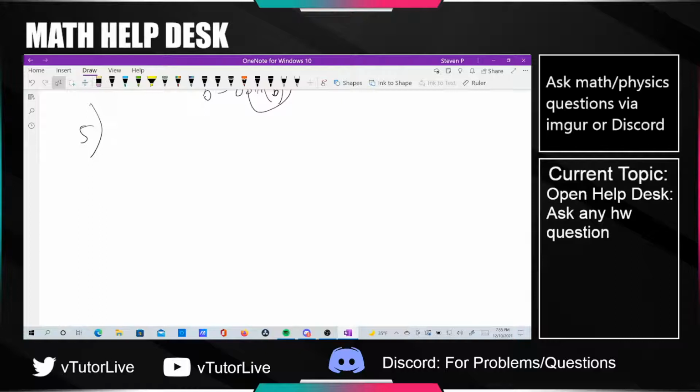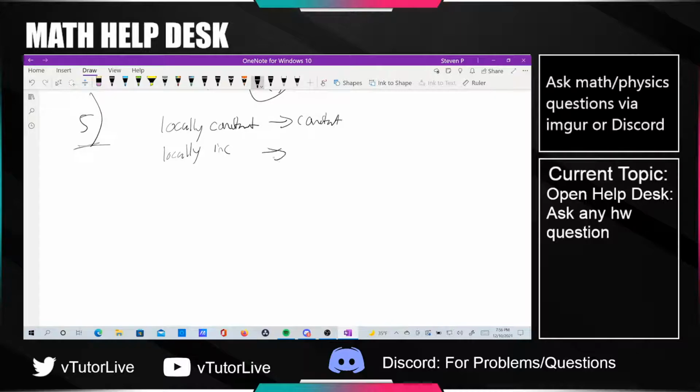Let's see. What do we have next? I don't know why everyone was asking so much about this one. Question 5 seems pretty much identical to the example you were given on the previous set, where before we were talking about locally constant, now we talk about locally increasing. There we had to show that it implies constant over the entire interval. Now we have to show that it implies increasing over the entire interval.